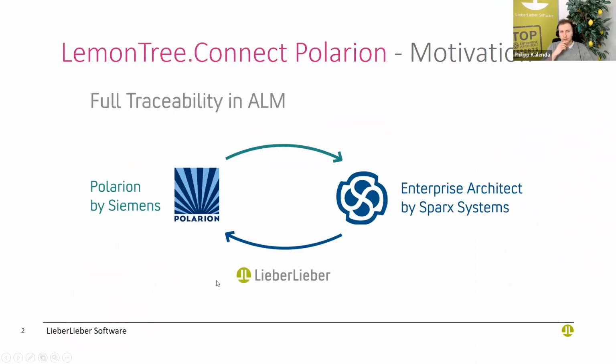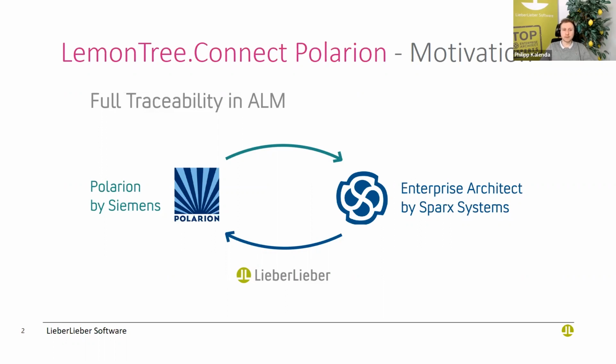First of all, the motivation. Basically, we built this integration to have full traceability in ALM. So we have the ALM world from Polarion and the MBSE world from Enterprise Architect, and we want to exchange traceability. So we always want to see, for example, which requirements are implemented, which architectural components are implementing which requirements.